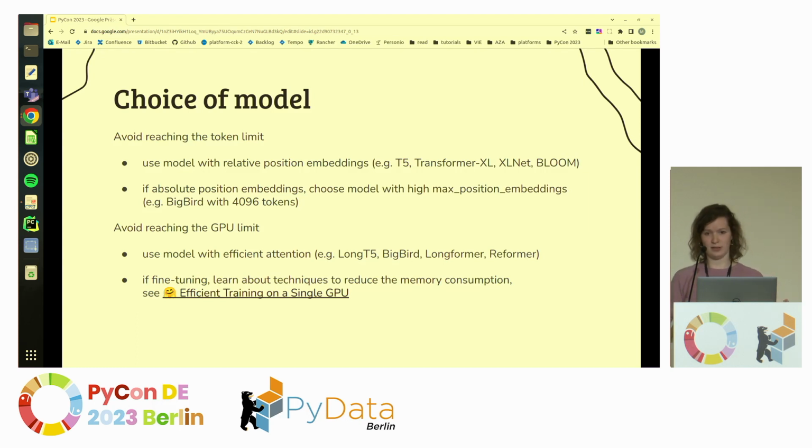If you're not just using a pre-trained model, but also fine-tuning it on your data, and GPU memory is a concern for you, then I recommend you to learn about techniques to reduce this memory footprint during training. For that, I linked you a very nice overview by Hugging Face here.